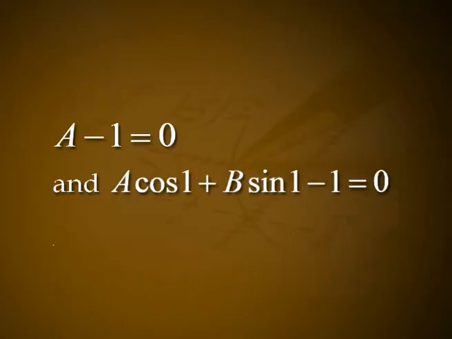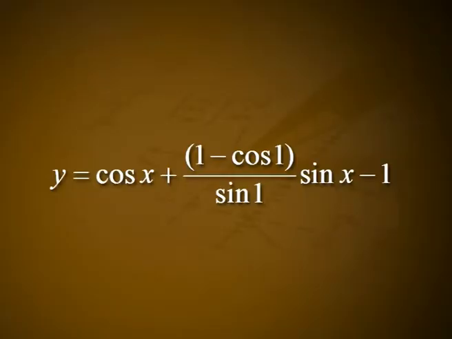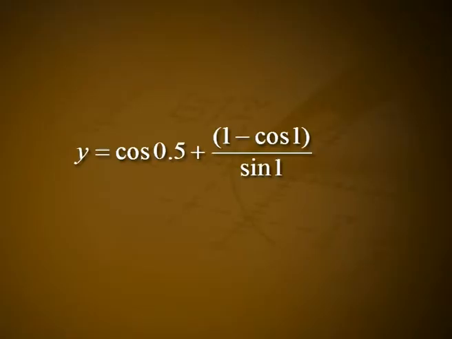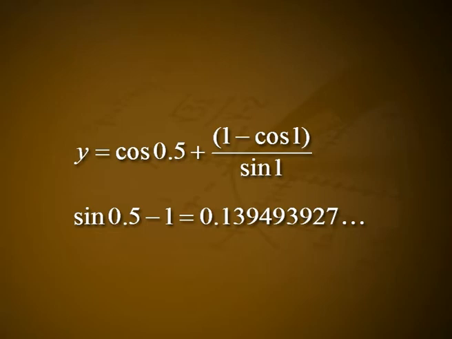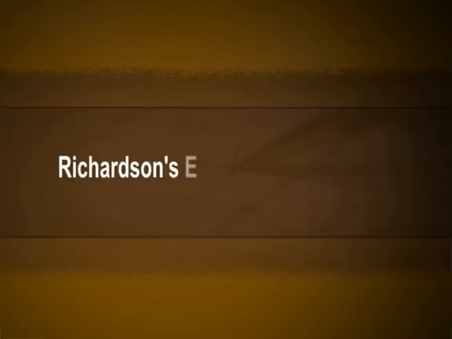Hence, the general solution to the given differential equation is y equal to a cos x plus b sin x minus 1. Using the boundary conditions y at 0 equal to 0, y at 1 equal to 0, we obtain a minus 1 equal to 0 and a cos 1 plus b sin 1 minus 1 equal to 0. Hence, the solution to the given boundary value problem is y equal to cos x plus ((1 minus cos 1) divided by sin 1) into sin x minus 1. Hence, the exact value of y at 0.5 is y equal to cos 0.5 plus ((1 minus cos 1) by sin 1) into sin 0.5 minus 1, that is equal to 0.139493927.